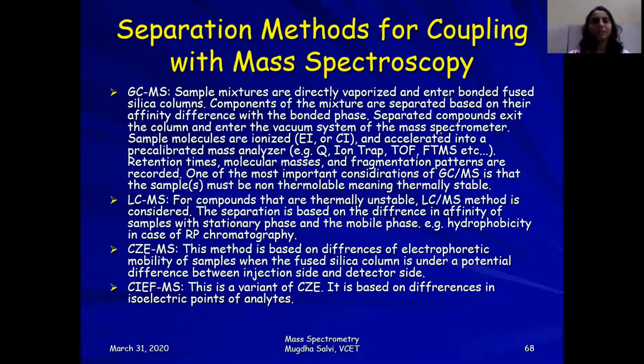Now, once we have seen what a mass spectrometer does, we have understood how mass spectrometry works. In the previous lecture, we also understood how a gas chromatograph works. Both are separation techniques, but a gas chromatograph gives you much better separation as compared to a mass spectrometer.